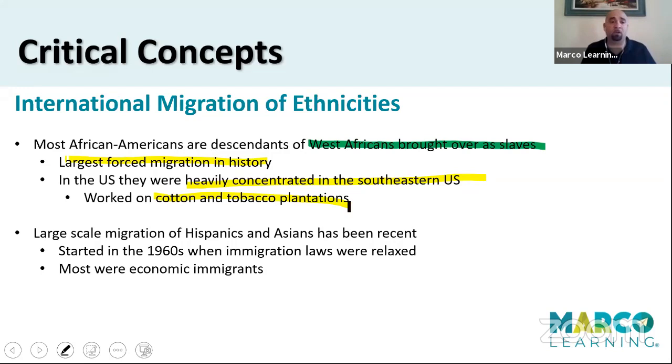I'm going to shift over to now the Hispanic and Asian population. Their migration has been recent. Started in the 60s when immigration laws were relaxed. And most of these people coming were economic immigrants. They came in search of jobs. All right. Last one, the internal migration.